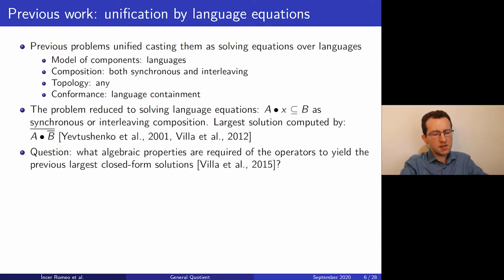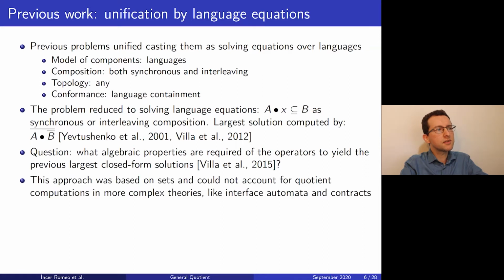This work addressed the question, what kind of algebraic properties do we need of our binary operators and unary operators, if we have them in the theory, so that we can have a closed form expression for the quotient. This approach was based on sets and could not account for more complicated theories like assume-guarantee contracts or interface automata. In our paper, we propose an algebraic structure based on preorders, not on sets, that allows us to compute quotients for all these theories.